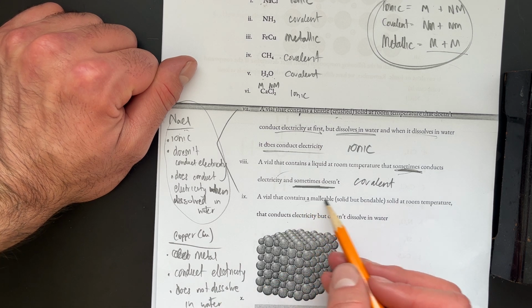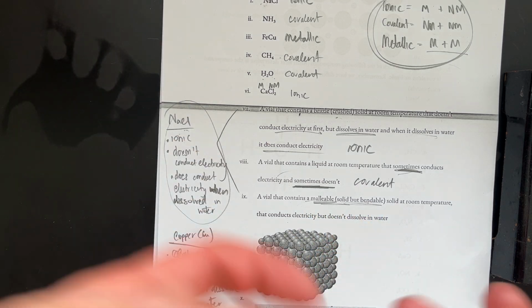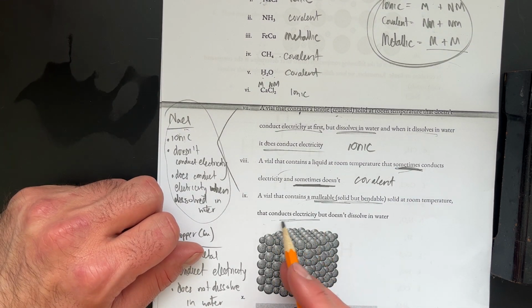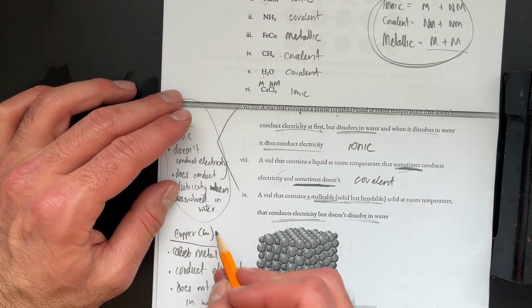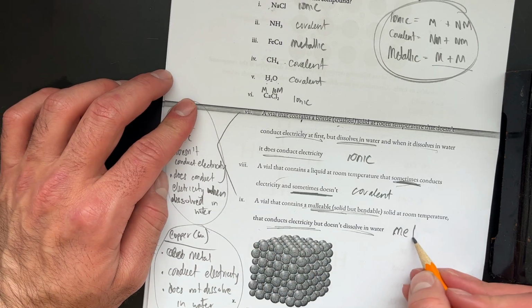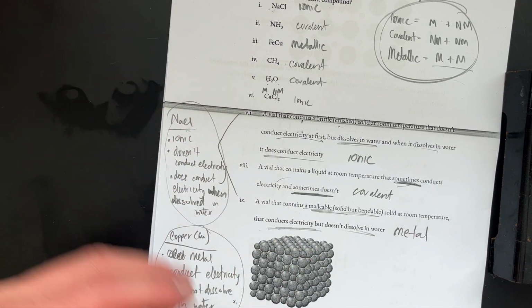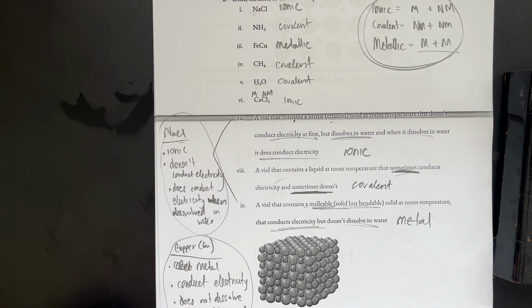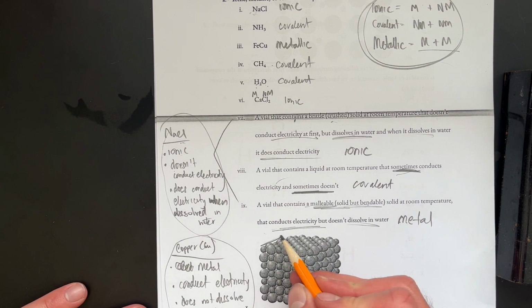And so something that's malleable, right? It's solid but bendable. Yeah, that's copper. It's a solid at room temperature. That's also true of copper. And it conducts electricity, but it doesn't dissolve in water again. Yeah, that's all copper. And so we know that this is going to be a metal because it's just like copper. So if you remember copper as your quintessential example of a metal, you're going to be able to match things up. Cool.